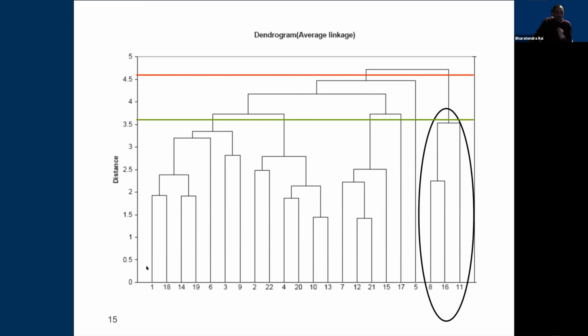And at the two extremes, if you are at 0, then all 22 companies are separate. So you have 22 clusters. And if you are at 5, then everybody is in the same cluster. So you have one huge cluster and all 22 companies are part of it.